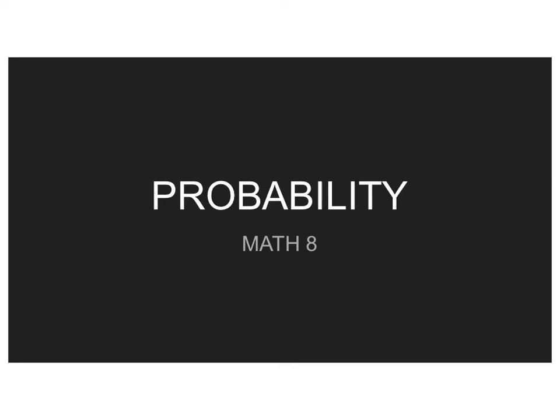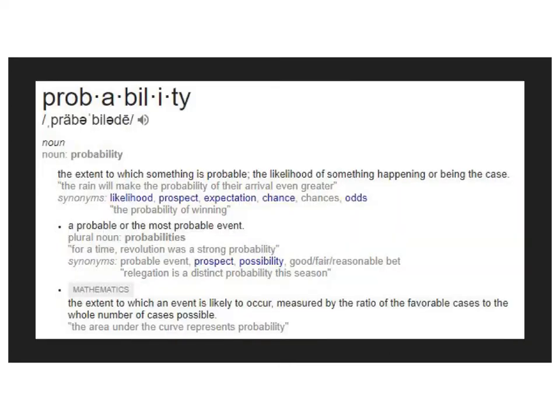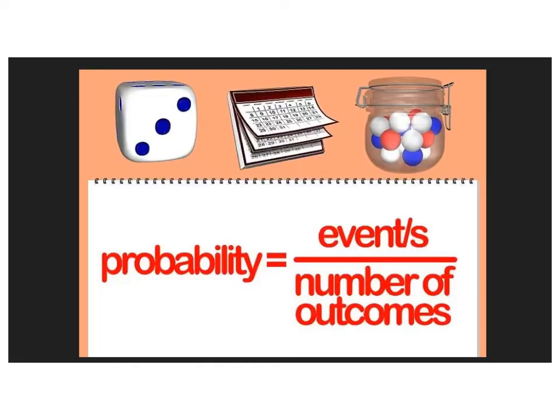All right, here we're going to talk about probability. Probability is the extent to which something is probable, or what's going to happen. In Math 8, we're talking about the number of events divided by the total number of outcomes equals probability.